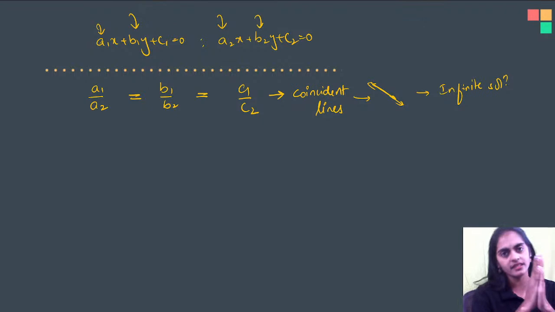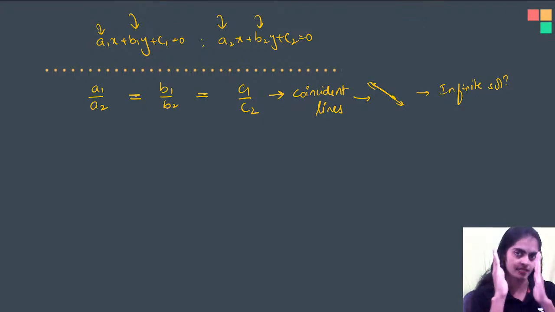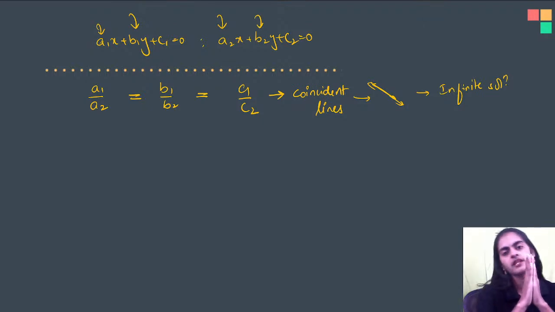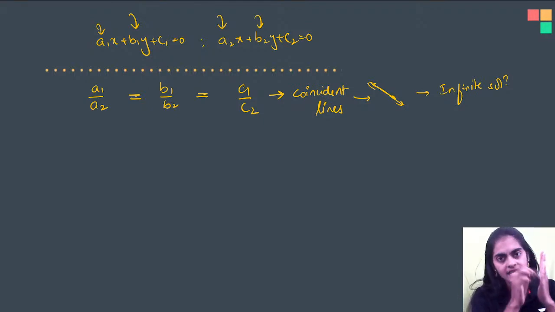If all the ratios are the same, for example, this is one line, this is the other line, and all the ratios are the same, so the lines are overlapping each other. The lines are also the same. They are coincident lines. Clear? And each point on these lines is a solution of both the lines. So you have infinite solutions.